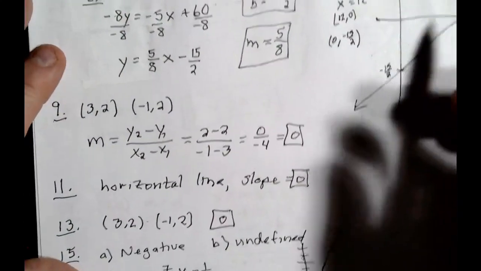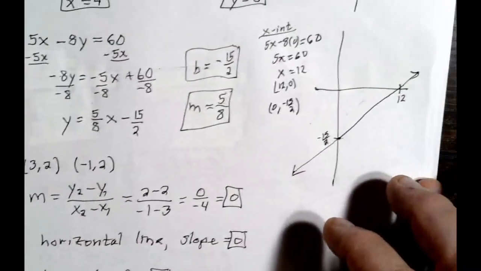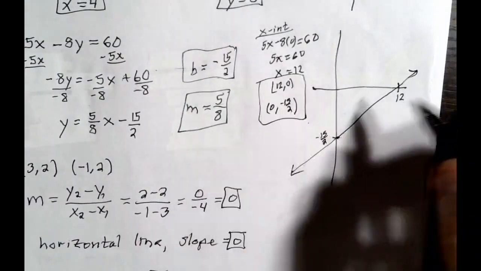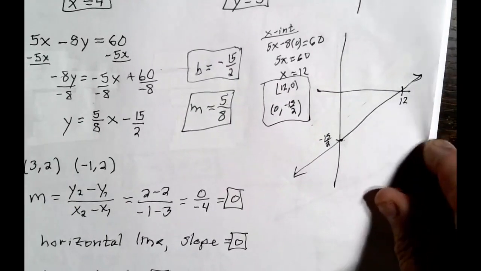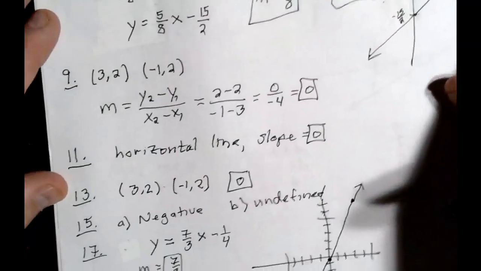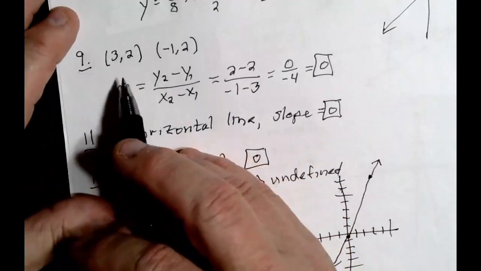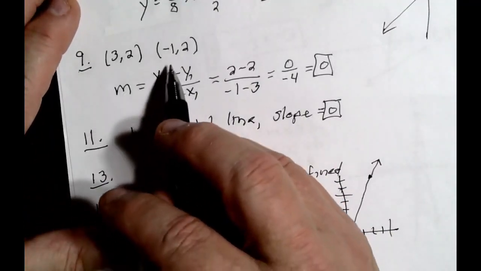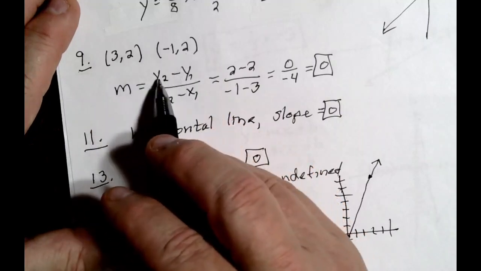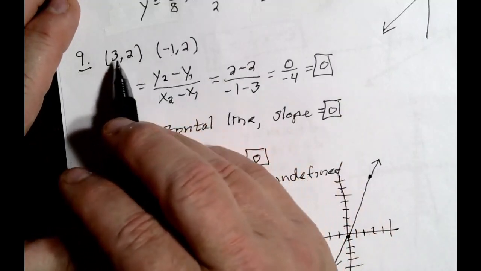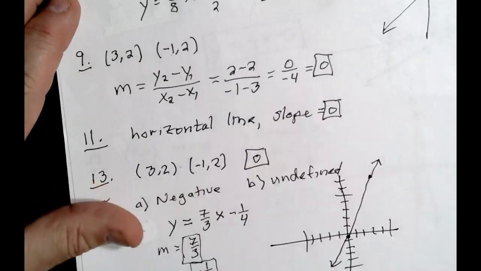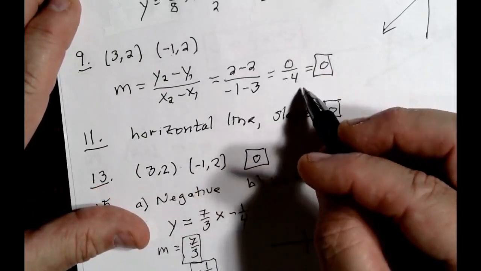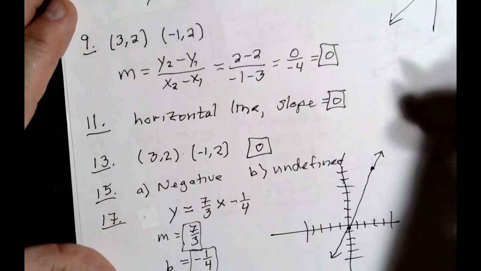Alright, you didn't need to find the slope for this one. All you needed to do was to find these 2 points here, and it's good enough to graph it. Number 9 asks you to find the slope of the line that goes through these 2 points. So y2 minus y1, 2 minus 2, x2 minus x1, negative 1 minus 3. 2 minus 2 is 0, bottom is minus 4, 0 over minus 4 is 0.